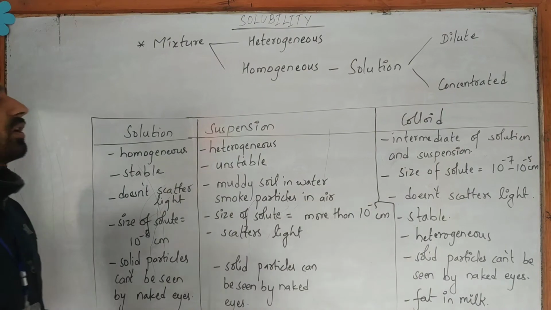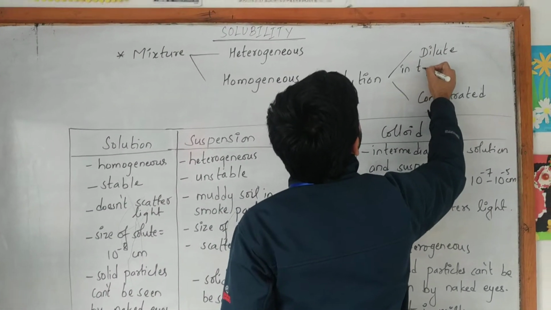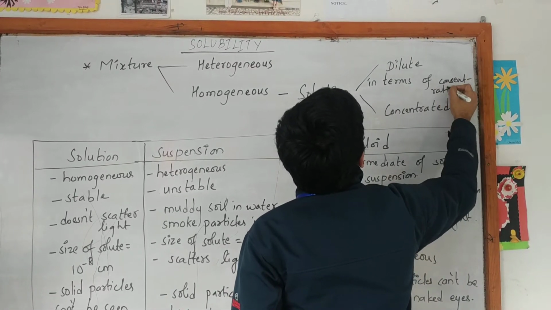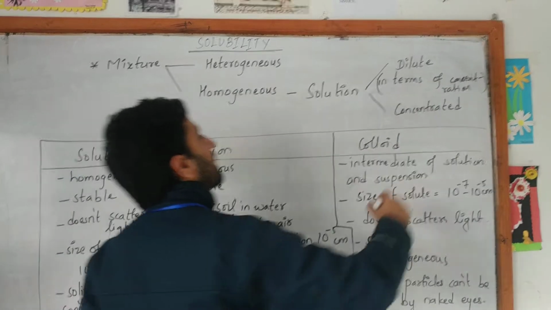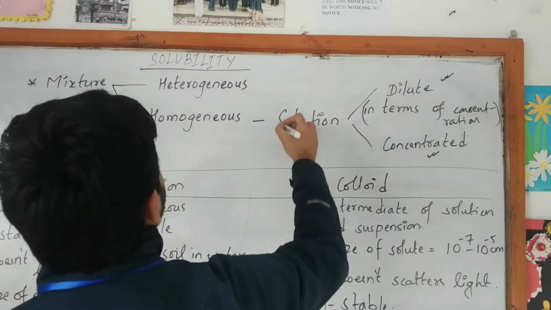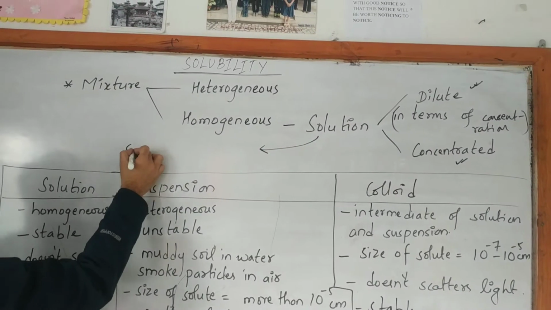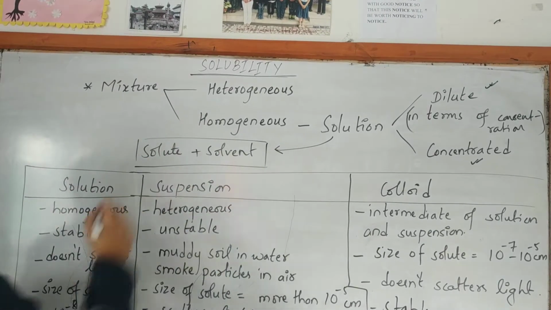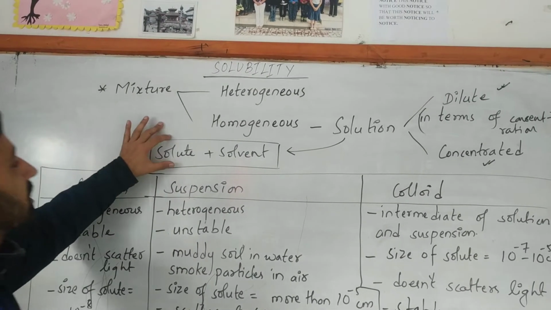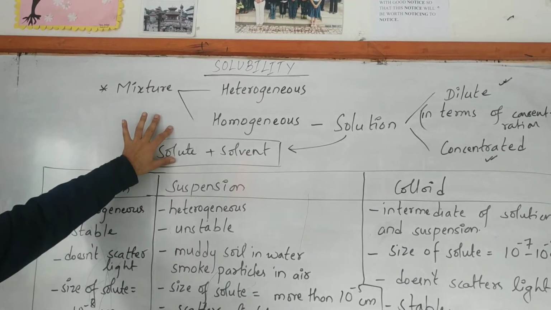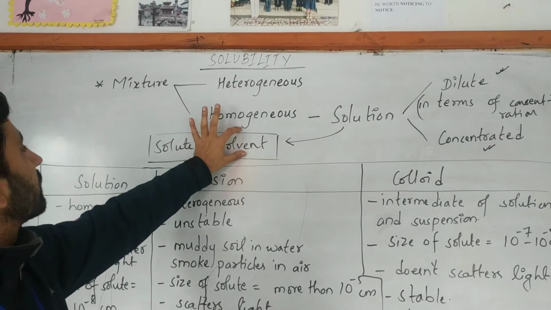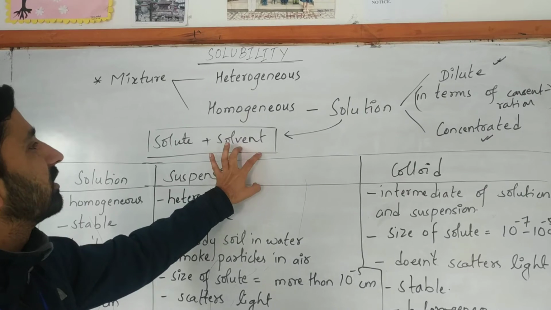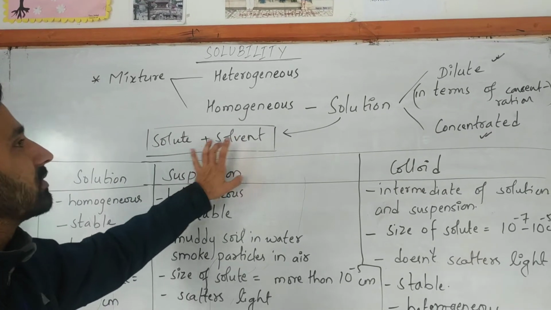Now solutions in terms of concentration, it is of two types. The first one is dilute and the second one is concentrated. Now solution itself means when solute gets dissolved in solvent, then there is a formation of solution. The solid particle that gets mixed up is known as solute, and the liquid in which the solute is dissolved, that is called solvent. And altogether, solute and solvent mix up together to form a solution.